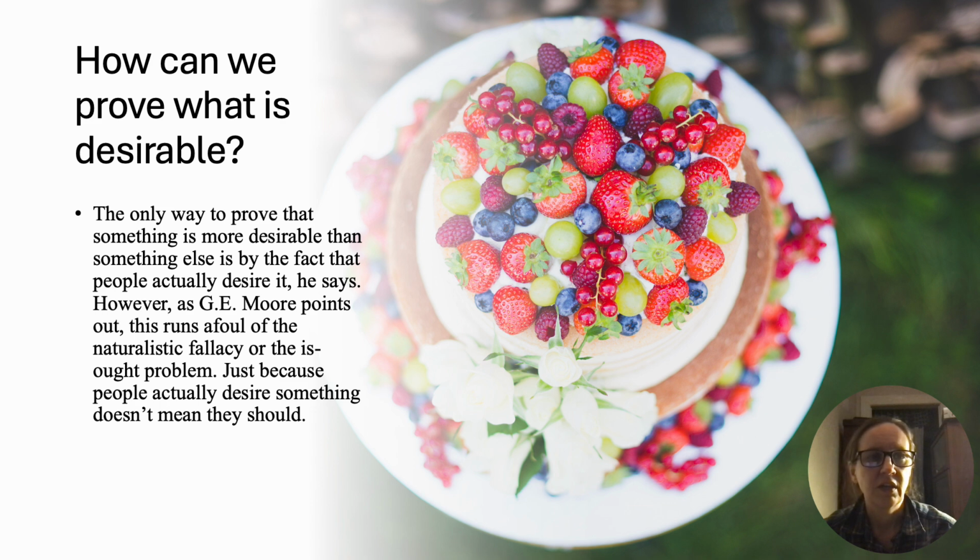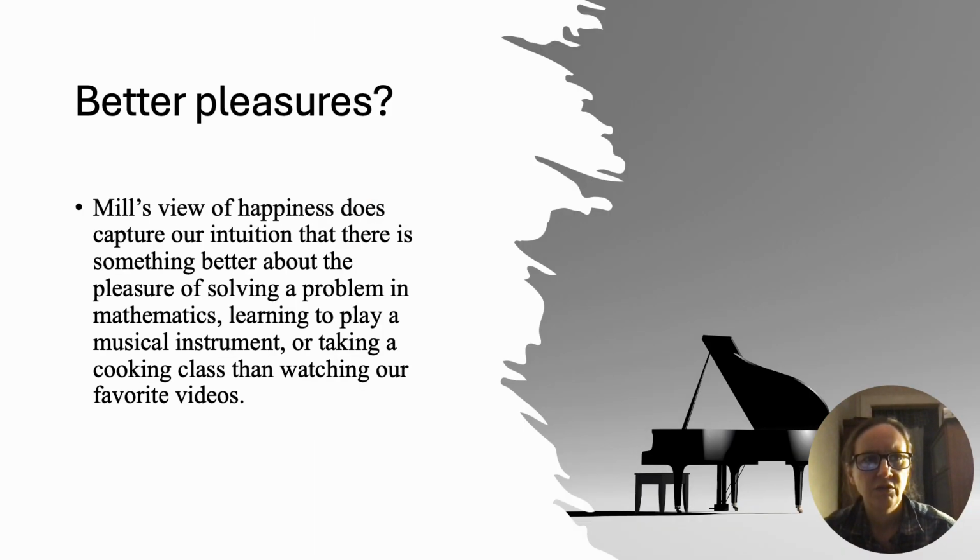What he did then is said, look, something is more desirable if more people actually desire it. And of course, G.E. Moore pointed out that this runs afoul of the naturalistic fallacy, or the is-ought problem that we talked about earlier. Just because people actually desire something doesn't mean they should. So perhaps this isn't the best way of ranking pleasures. But if you don't do this, it's difficult to see how we're going to rank pleasures then.